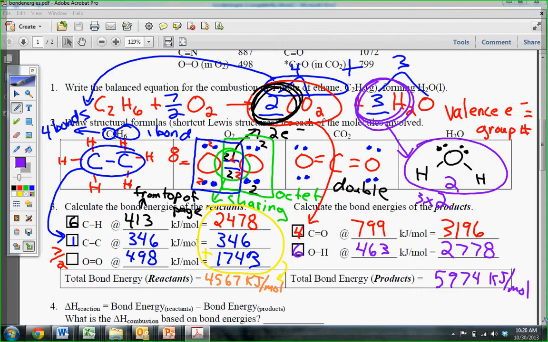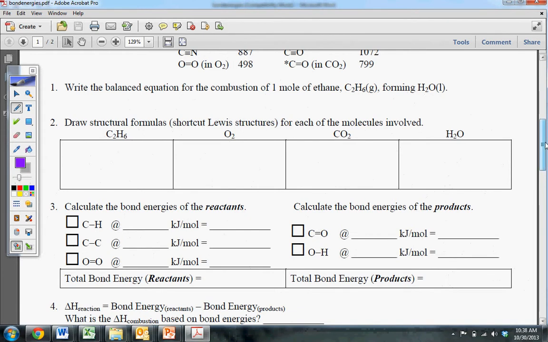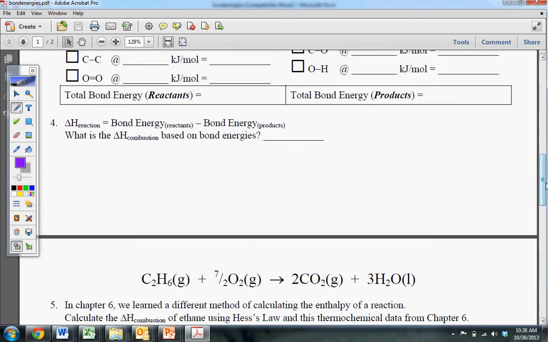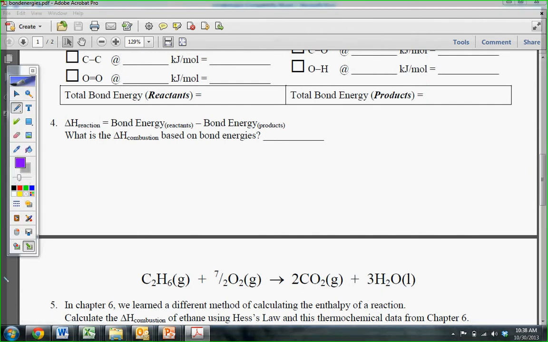So remember those numbers. I'm going to move down to number 4. Anybody need more time on this? Okay. All right, so sliding down, finish up page 1. Let's just do that together. So the delta H of the reaction is the bond energy of the reactants minus the bond energy of the products.